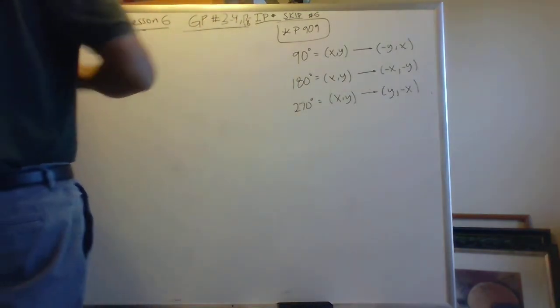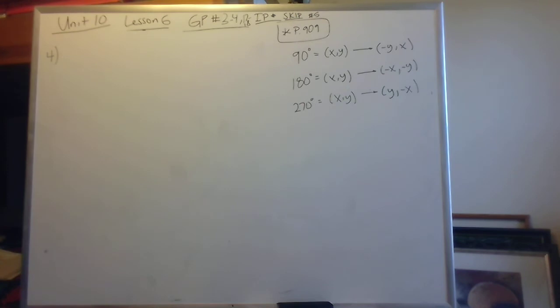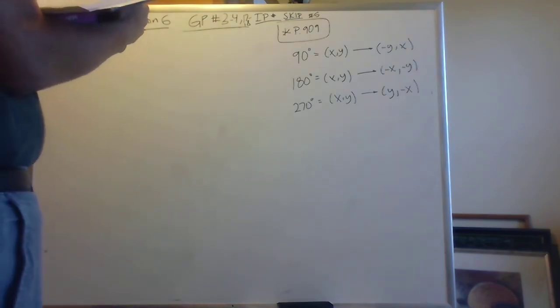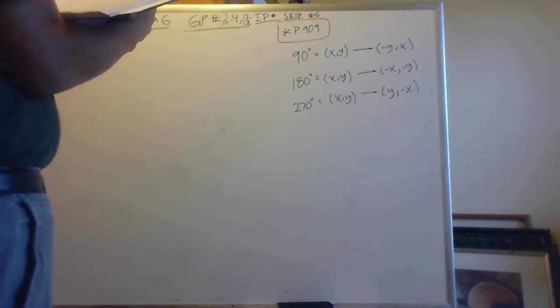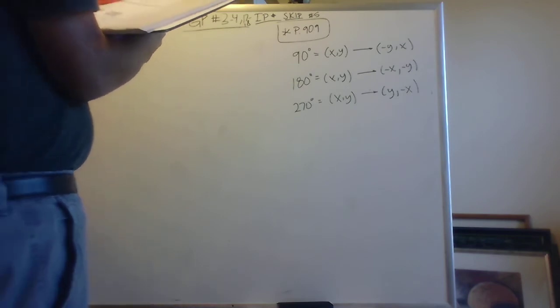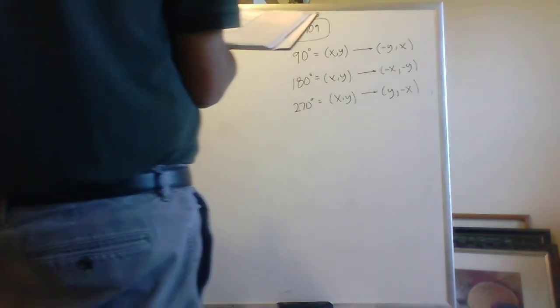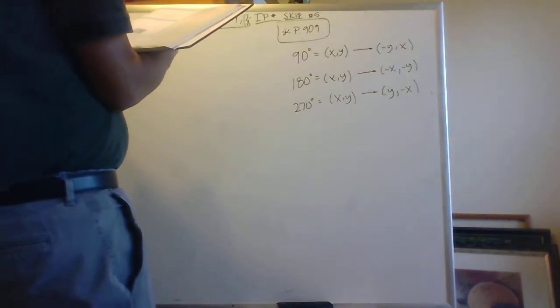So number 4 is a similar problem to number 3. It's a multiple choice. It says, for the transformation shown, what is the measure of the angle of rotation of ABCD about the origin? So we have basically a quadrilateral, and I'm just going to label the points.